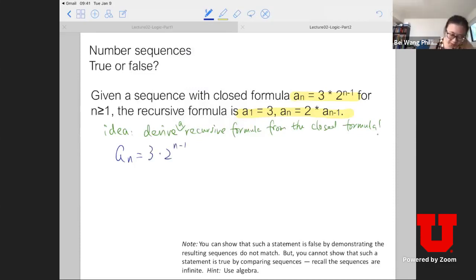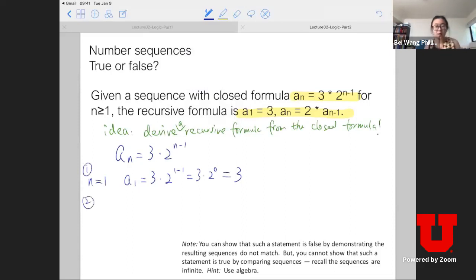then the first thing I do is to say when n is equal to 1, what is my a_1? Okay, a_1 is equal to 3 times 2 to the power of 1 minus 1, which is 3 times 2 to the power of 0, which is equal to 3. So if I'm using the closed formula to derive the first term of the recursive formula, the first term a_1 is equal to 3. Okay, so that's the first thing.